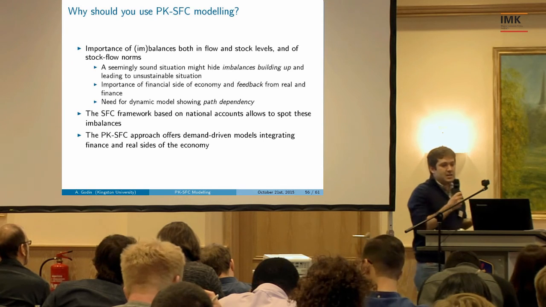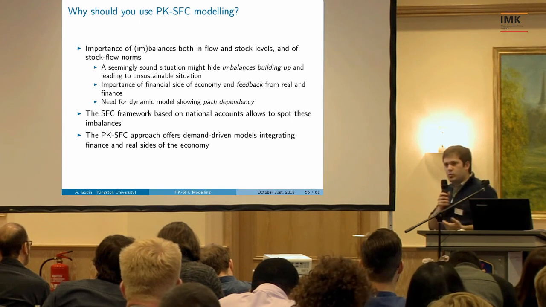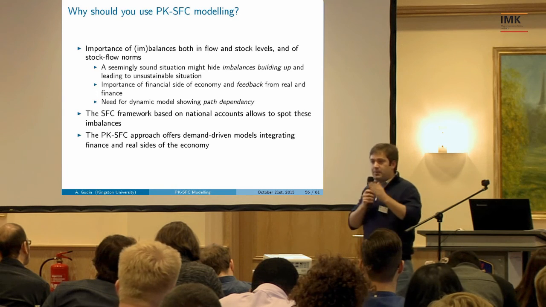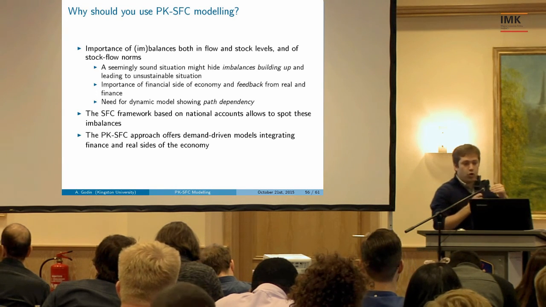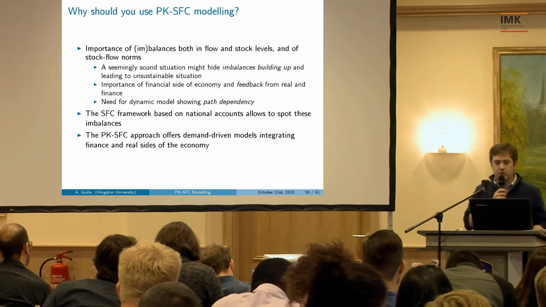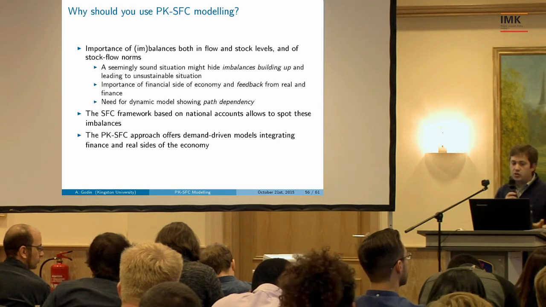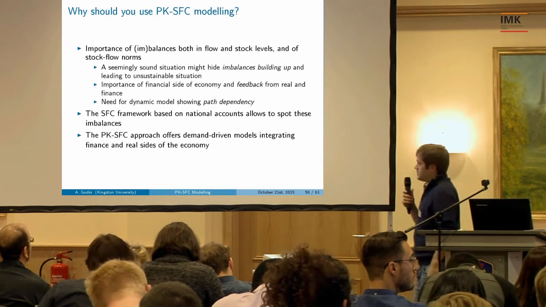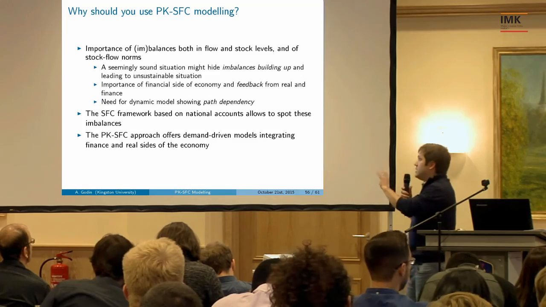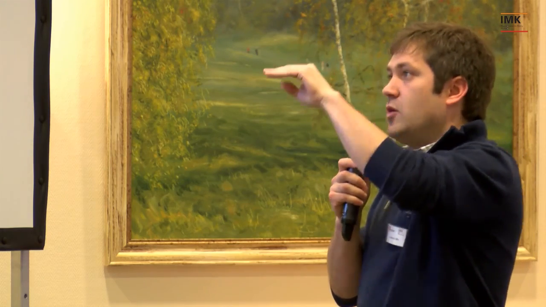Remember, a seemingly sound situation, 1999, Clinton was happy out. Might be hiding a more complicated situation and lead to an unsustainable situation. You need to understand the feedbacks between real and finance, and you need to have a dynamic model which shows path dependency. So the SFC framework, I believe, allows you to understand that. And because it's based on national accounts, it's actually fairly easy to build these indicators and to see how imbalances are building up. And the Post-Keynesian Stock-Flow consistent approach offers demand-driven models integrating finance and real side of the economy.